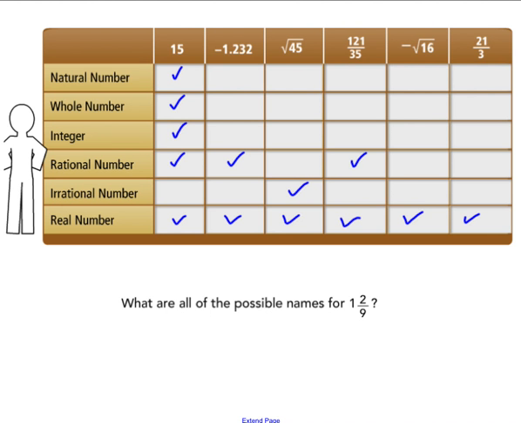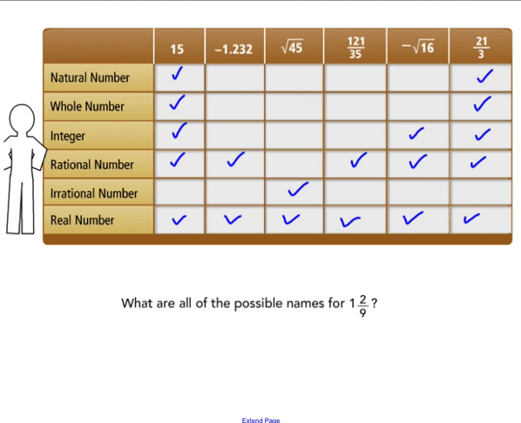Negative of the square root of 16, that equals negative 4. Therefore, it is an integer, and it is rational. Okay? Negative 4 is a nice number. It is rational. 21 over 3, that equals 7. 7 is a natural number. It is also a whole number. It is an integer, and therefore it is rational. Remember, every number has to be rational or irrational.